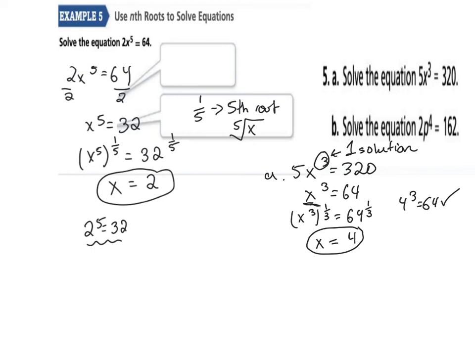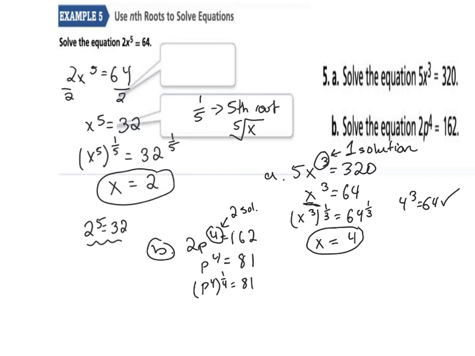You'll notice on this next one, b is 2p to the 4th equals 162. Because the exponent is even, we're going to get two solutions. So p to the 4th equals 162 divided by 2, which is 81. Now we raise p to the 4th to the 1/4, because we're taking the 4th root, and 81 to the 1/4, or the 4th root of 81.